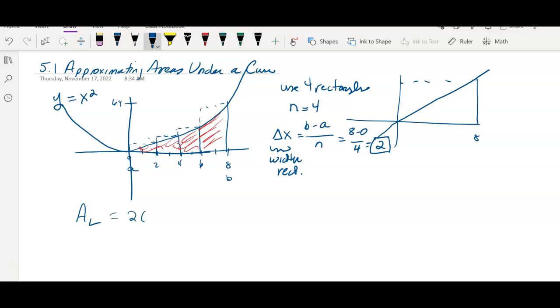I know it doesn't look very good. 4. Does everyone agree? Because it's x squared. It's at the point on the curve of x squared, right? So right here is 4. So this first rectangle's 2 by 4. Let's go to the second rectangle. The width stays the same, right? What is my length of that rectangle? I got to do 4 squared. That's 16. Third rectangle. Fourth rectangle.